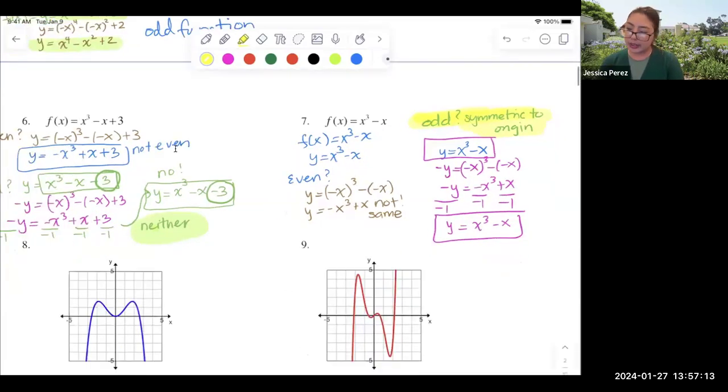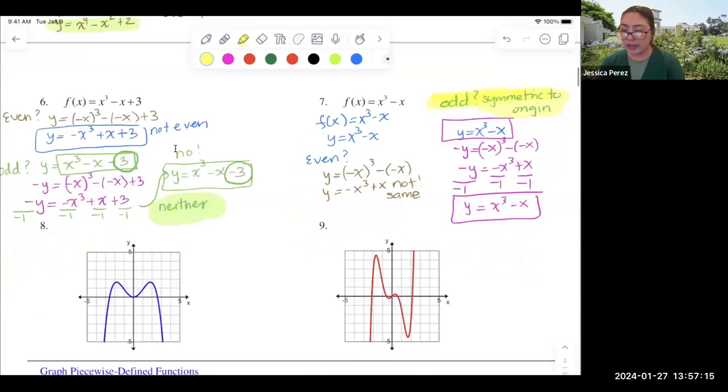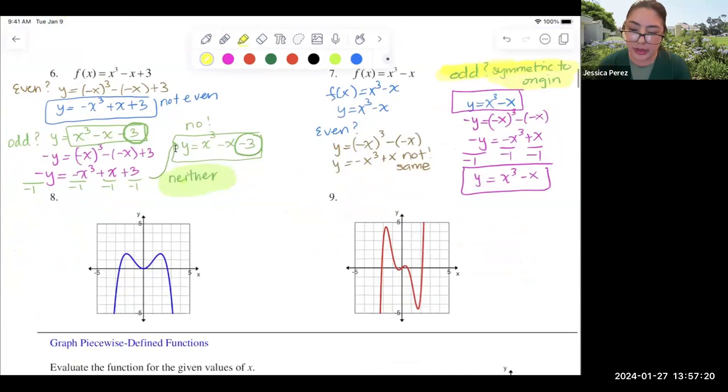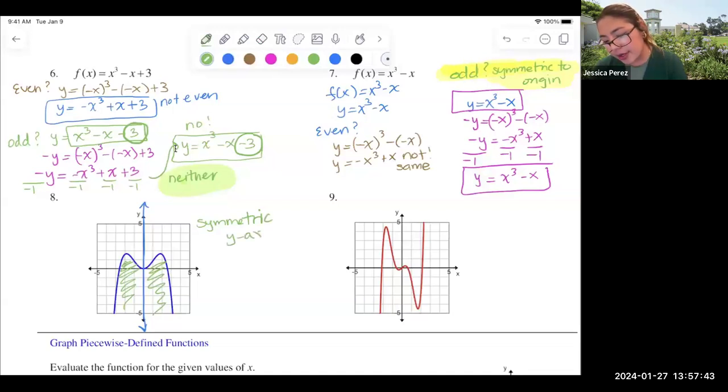So now the last pieces over here are to define 8 and 9 just by visualizing, is it even or is it odd? Well, if I notice here, this y-axis, notice that they match. So this side is symmetric towards this side. So this is symmetric towards the y-axis. So therefore, automatically, we know that this is an even function.